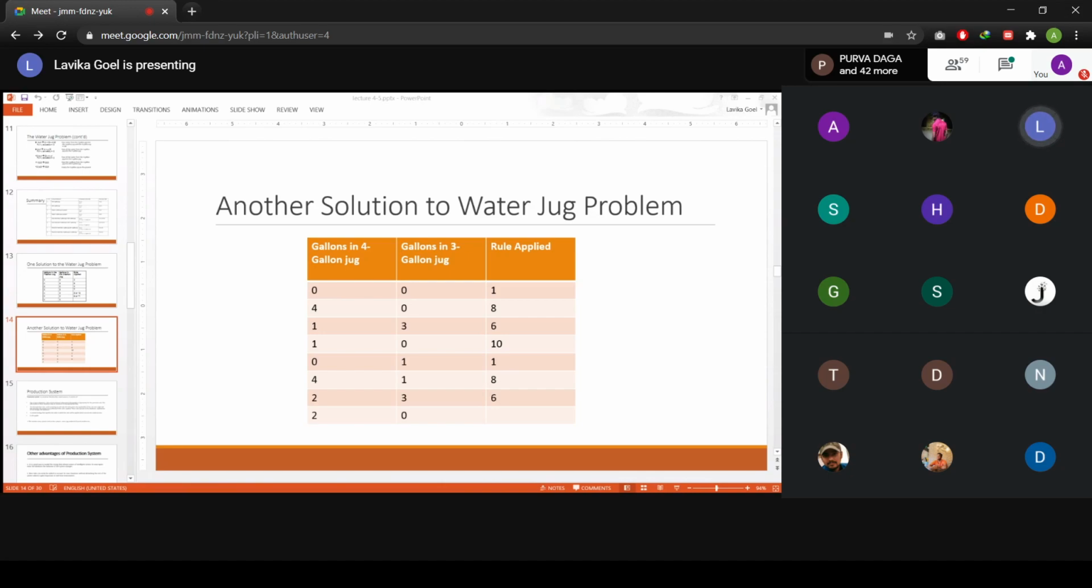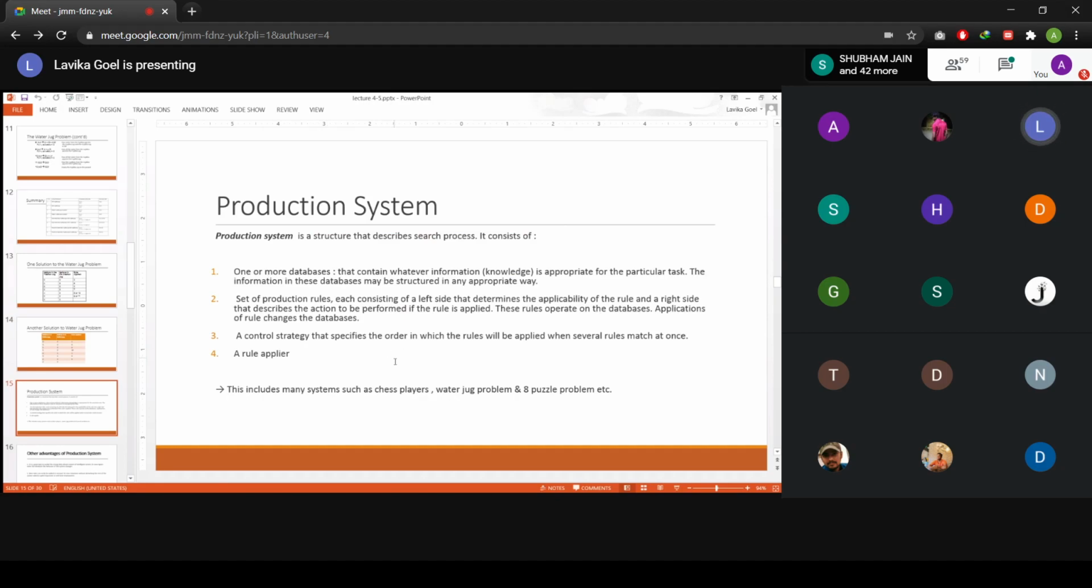And one more thing, suppose several rules are there whose preconditions are satisfied, so you can apply any one of them. Whatever rule you select for applying first, and then later some other rule, that order is called a control strategy. So a control strategy specifies the order in which the rules will be applied.